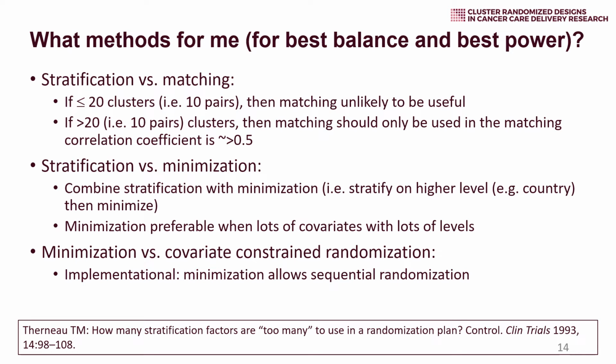When it comes to the choice of stratification or minimization, it can be useful to combine stratification with minimization. So for example, stratify on country, then minimize within country. Minimization is probably preferable when there are lots of covariates with lots of levels. Choice between minimization and covariate constraint randomization is mostly about implementation. And this is because minimization allows for sequential randomization, whereas covariate constraint randomization doesn't.